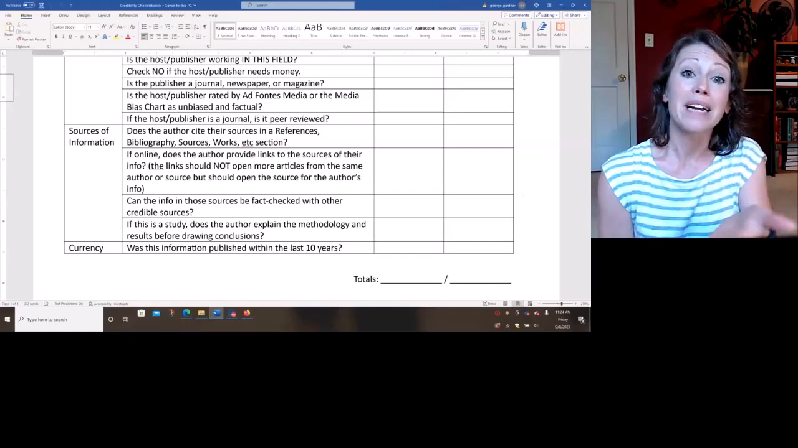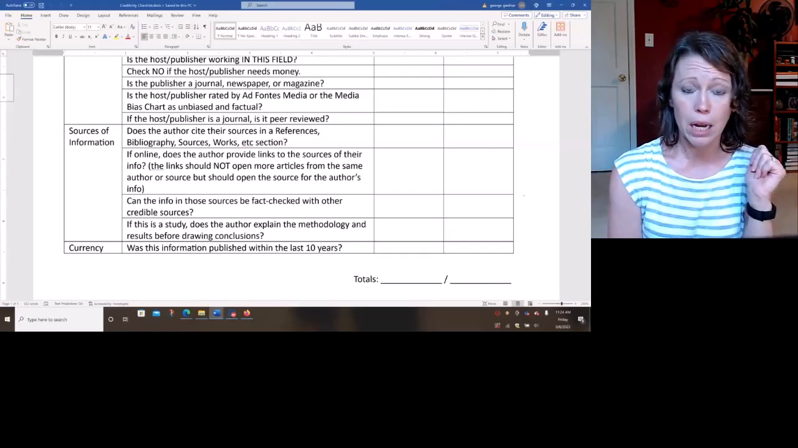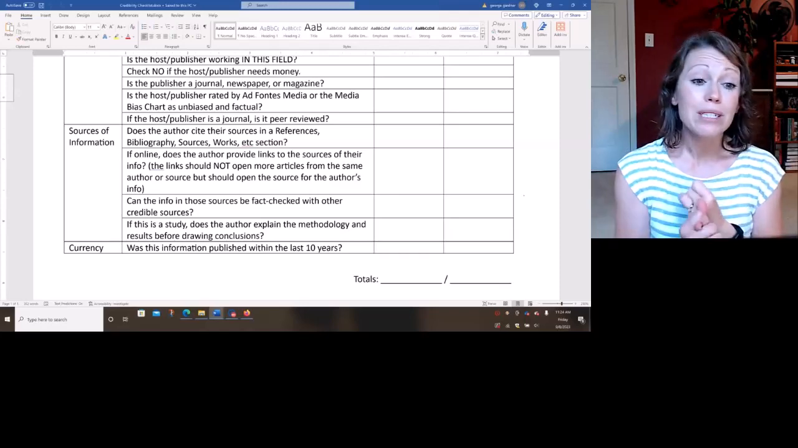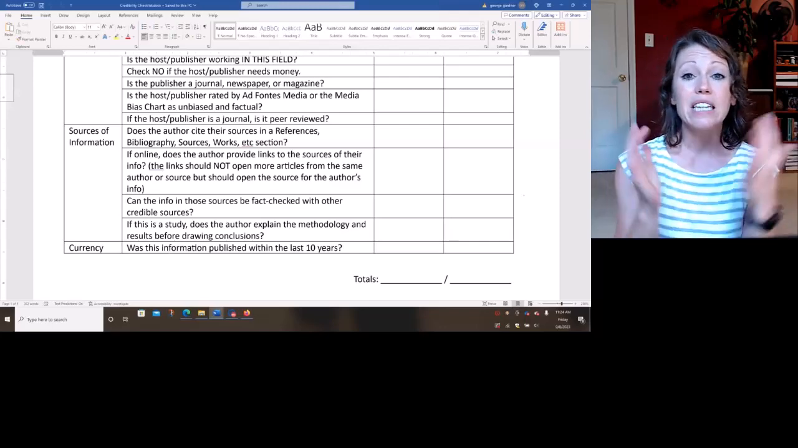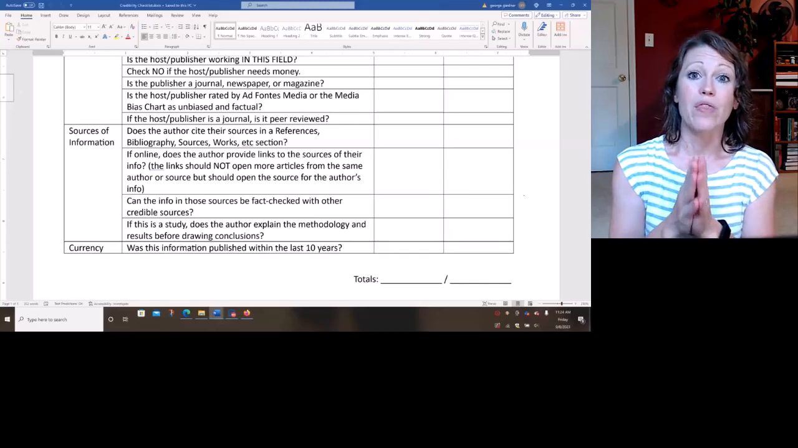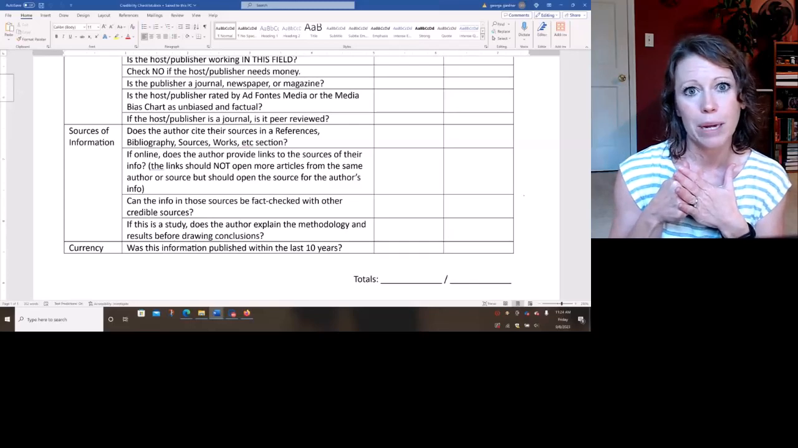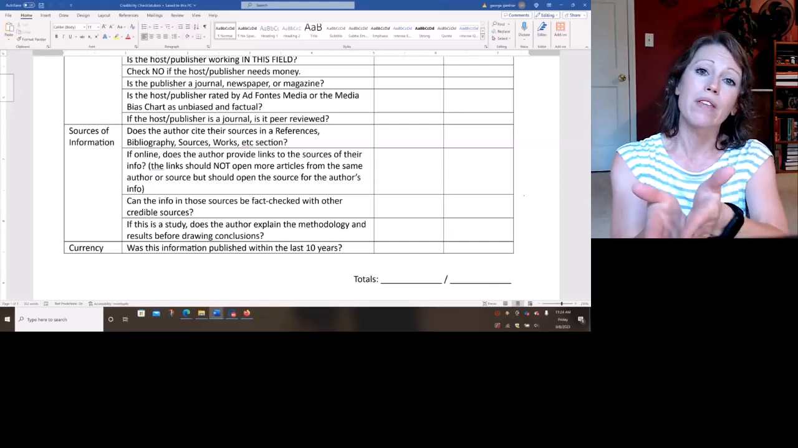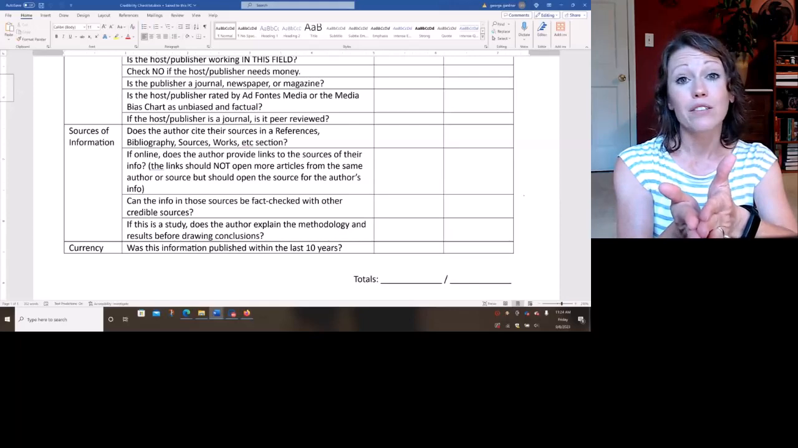If they are not providing their sources of information to you, that is suspect because you don't know where they got that info. They could have just randomly pulled it off of Wikipedia. No. The author should cite their sources either in a references list, a bibliography list, a sources page, works cited. Is there some kind of section or area where they are documenting where they got their information? I mean, even Wikipedia documents where they got their information. If they are not doing that, if they are not showing you where they got their information, that is a ding. That is a no, because you cannot verify their information.